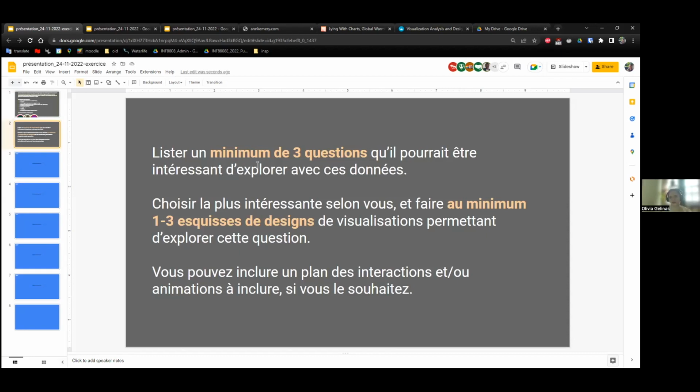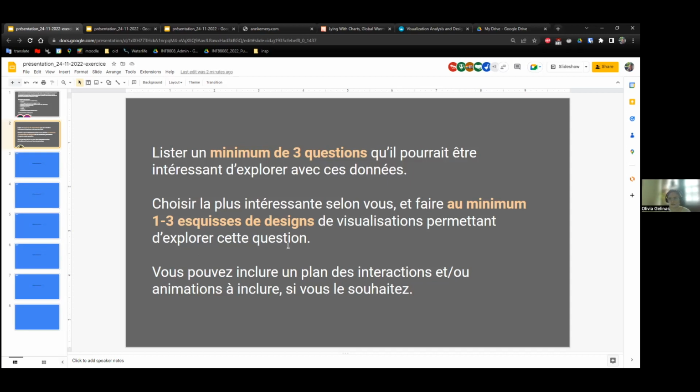Firstly, you're going to come up with a minimum of 3 questions that could be interesting to explore with your data. After that, you're going to choose, amongst the ones that you came up with, which one is the most interesting, and you're going to do a minimum of 1 to 3 visualization designs that are going to allow you to explore this question. And that's going to be on the web, and it could have some animation, it could have some interactions, clicks, or hovers, or anything that you want. You don't have to, but you can include a plan of all the different interactions or animations that you would like to include.